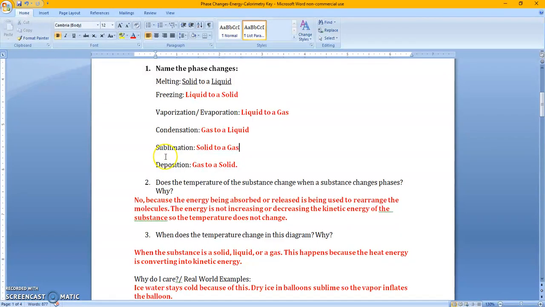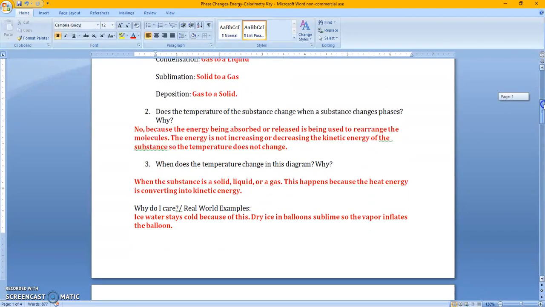I like to remember it as in deposition, sounds like deposit, so it's like you're grabbing all the gas molecules and depositing them into one form, a solid. The difference between vaporization and evaporation: they're both a liquid to a gas, however, evaporation is done without added heat, and vaporization is done with heat. Okay, so that's the difference between the two.